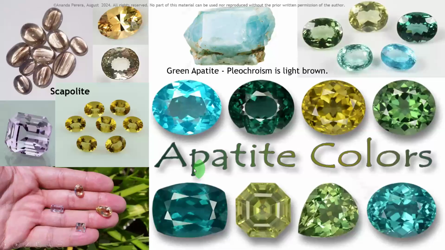Here it is apatite. Another gemstone we know is apatite. There are a lot of colors given with apatite. Green apatite, the pleochroism is light brown. All these colors are coming with apatite. These are the colors. So look at the colors in apatite. And here is scapolite. These are scapolites. Scapolite and apatite, another gemstone.